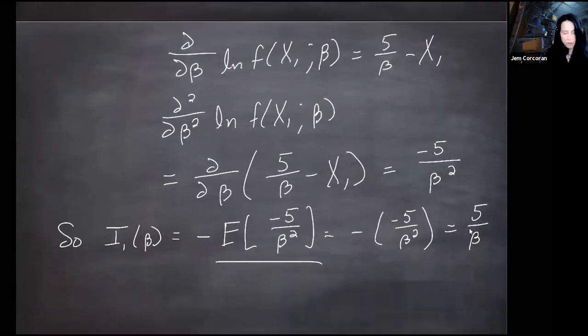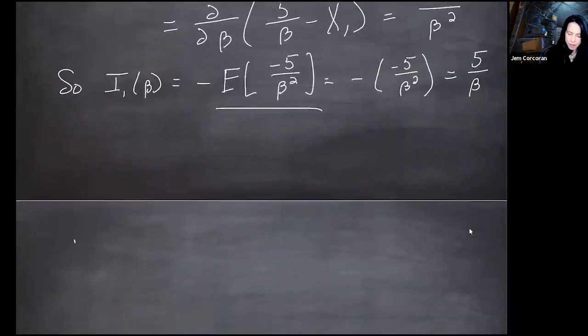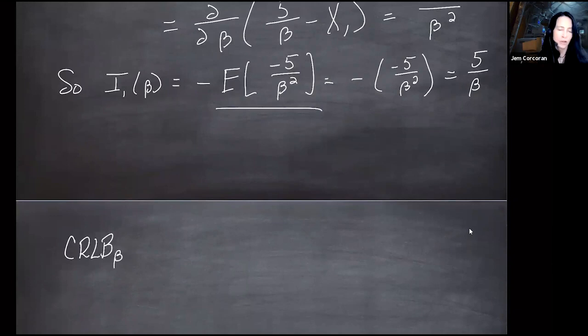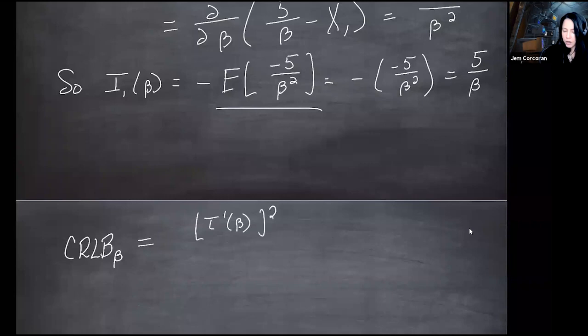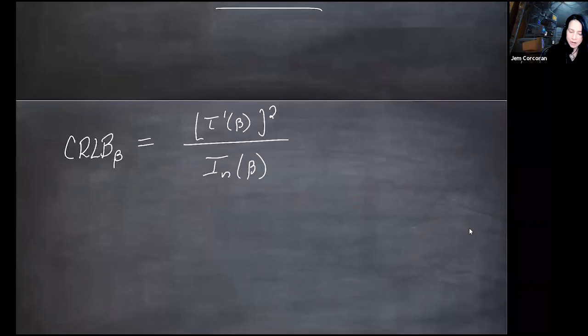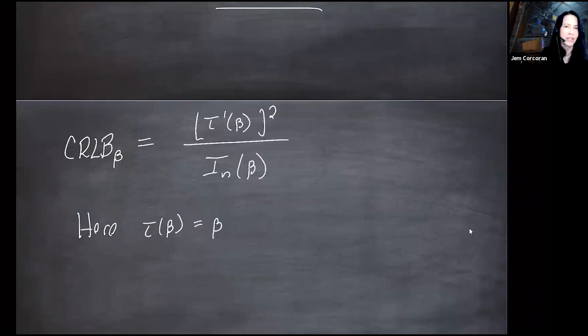So going back to the Cramér-Rao lower bound, I want the CRLB, and I'm going to put a sub beta that is representing a Cramér-Rao lower bound for the variance of all unbiased estimators of beta. The formula is tau prime of beta squared over the n-dimensional Fisher information. And here, tau of beta is beta itself. We're not trying to find the Cramér-Rao lower bound for the variance of all unbiased estimators of e to the beta. We're looking at beta itself.